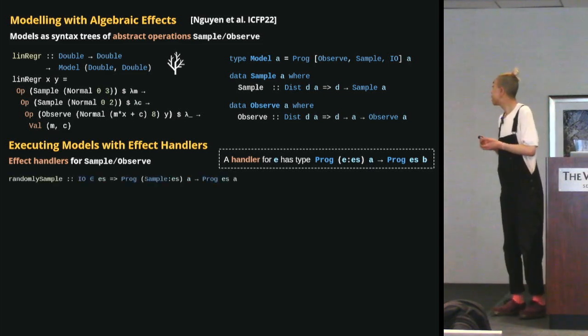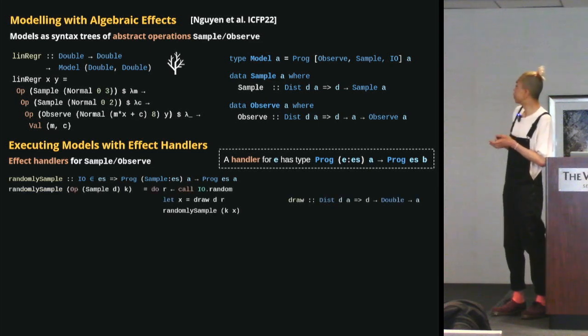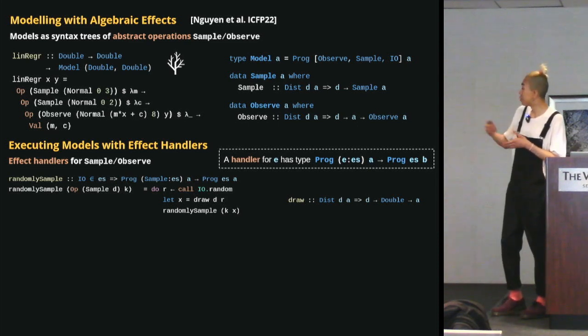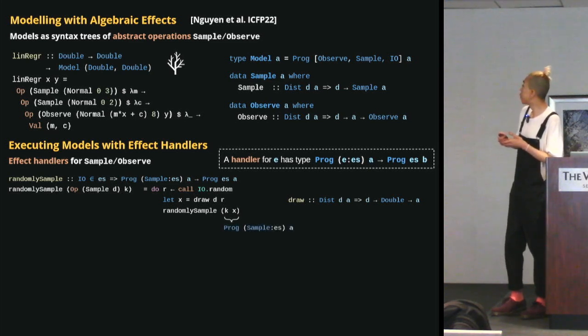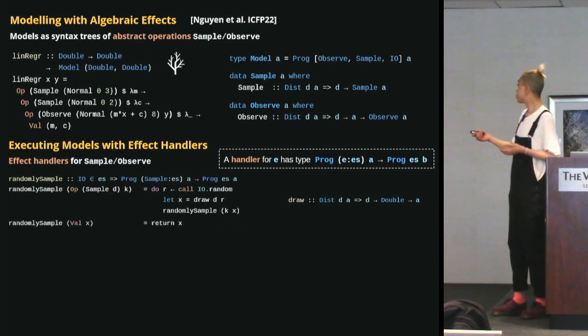So for instance, let's just define a handler for sample that just draws random samples. If we pattern match on sample, we'll get a random value R between 0 and 1. And then by passing it to draw, we deterministically draw a sample from that distribution. In the last line, we'll then apply the continuation K to the result, which gives us the rest of the program, which we recursively handle. In the val case, we've reached the end of the program, and so we return the result.